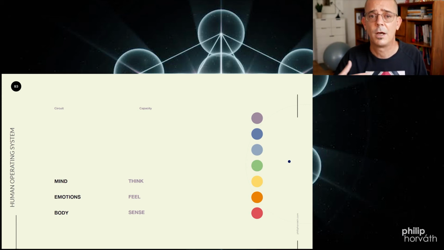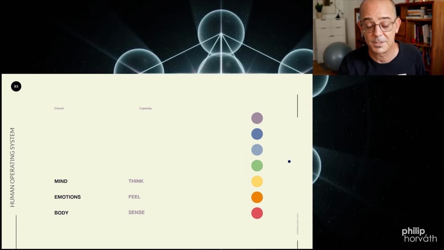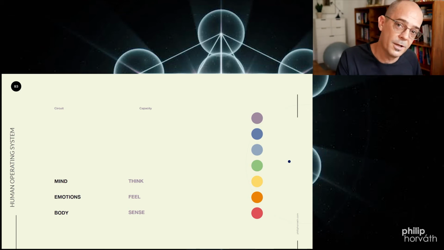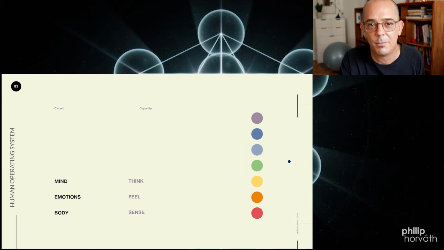Because this is not a hierarchy. This is a holarchy, meaning each part is whole in itself. And a body is as valuable as our emotions, as our mind. There are different kinds of ways of experiencing reality, processing reality, and creating output in reality, but they all have their merit.